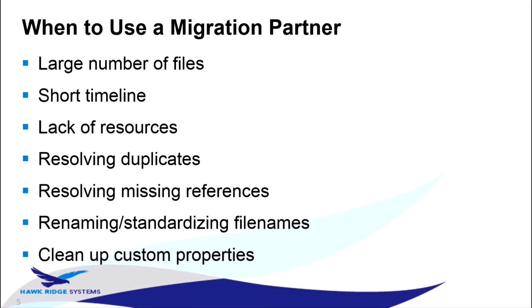And then once again, if you have a lot of duplicates, you have a lot of missing references, you need some sort of renaming or standardization of file names as they're coming into the vault, you need some sort of rule-based cleanup. That's where a migration partner can be really, really valuable and actually save you a lot of time, money, energy, and effort in that cleanup process. So that's when we would recommend you start looking at a migration partner to save you that time during that migration process.